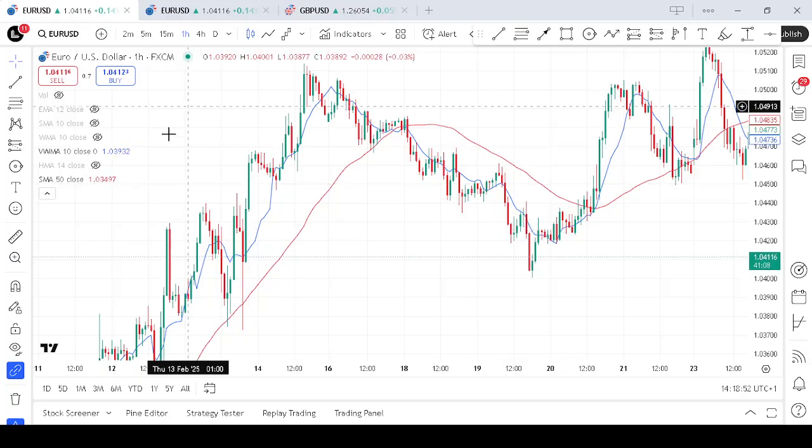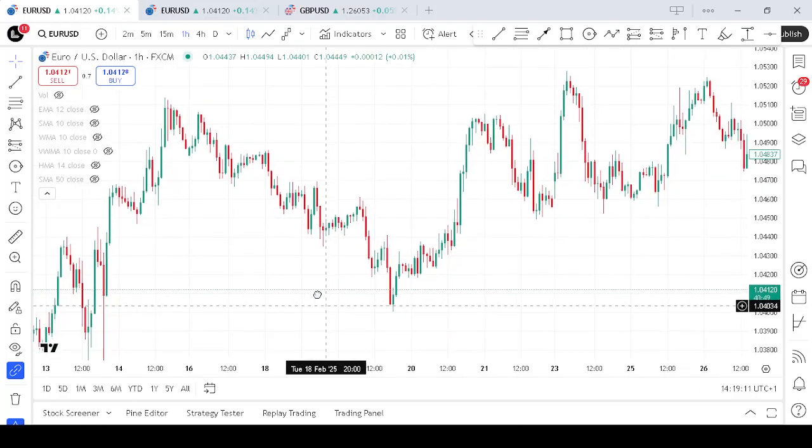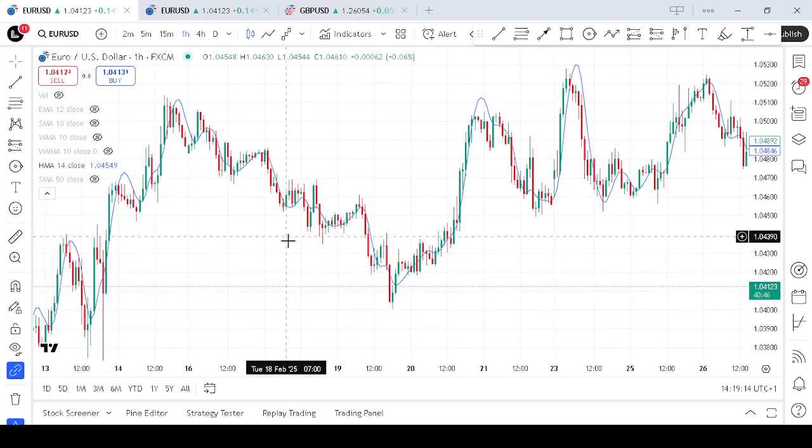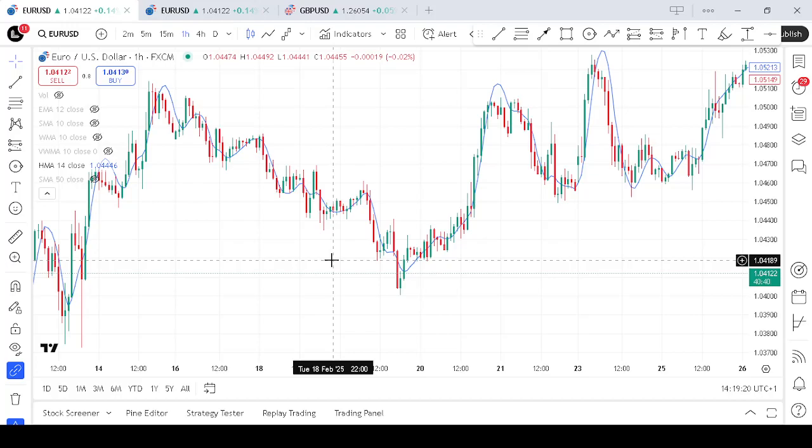Now the next moving average we are going to look at is called the Hull Moving Average, HMA. It is a relatively newer tool in forex trading that aims to provide a smoother and more responsive moving average. It was developed by Alan Hull. The HMA combines the weighted moving average with the concept of reducing lag, making it particularly useful for traders who want to capture trends quickly.